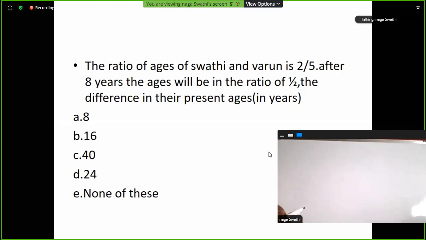Okay. Right. So here, Swati and Varun, we discussed yesterday. On first day we discussed. What is the shortcut, ma? What is the correct answer? Option A 8, B 16, C 40, D 24, E none of these. Which one is correct option?